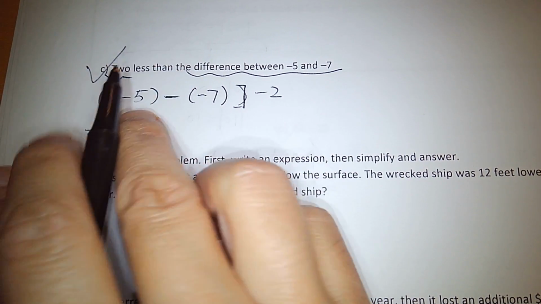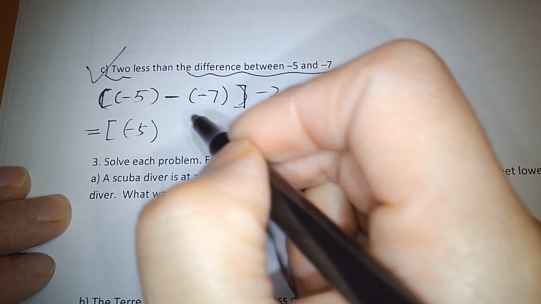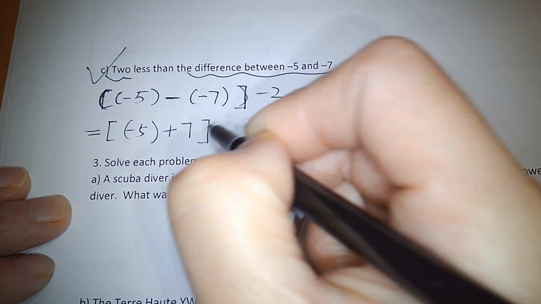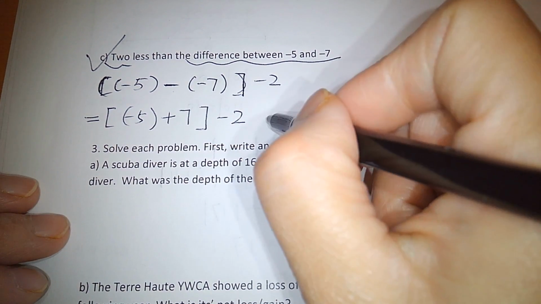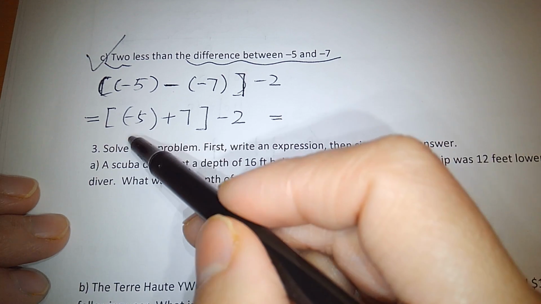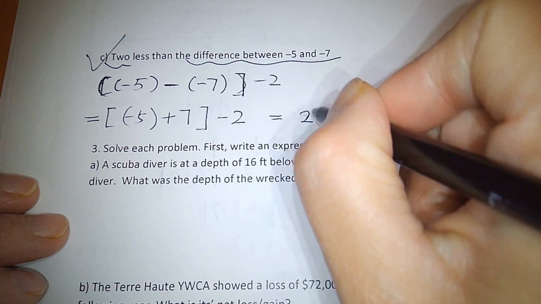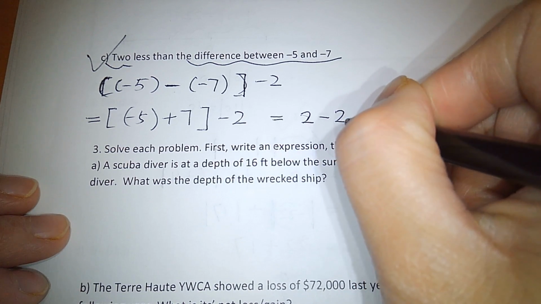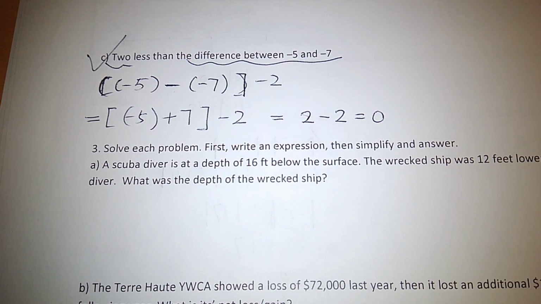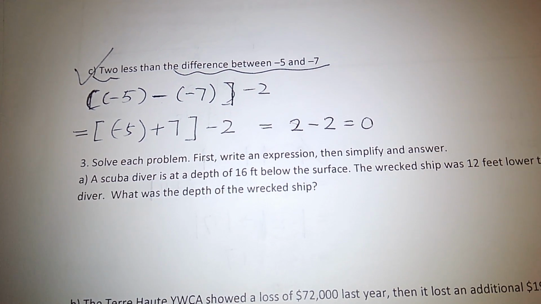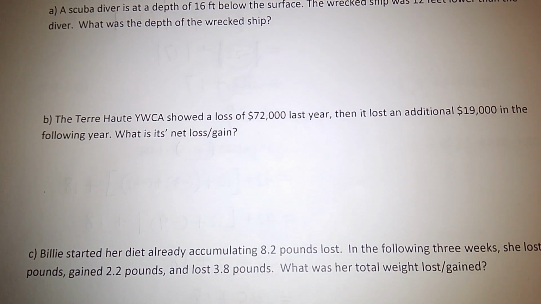So, we'll have negative 5 minus negative 7 become what? Plus 7, minus 2. In the bracket, negative 5 plus 7, positive 2. Then carry the negative 2. What's 2 minus 2? 0. You guys?